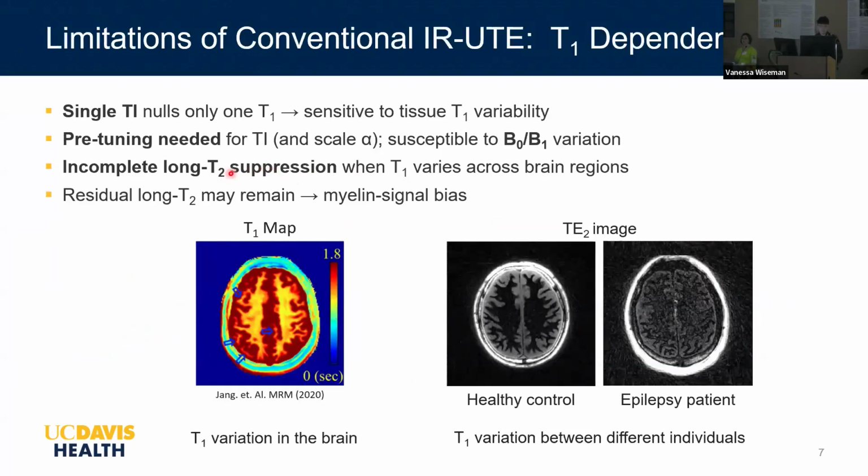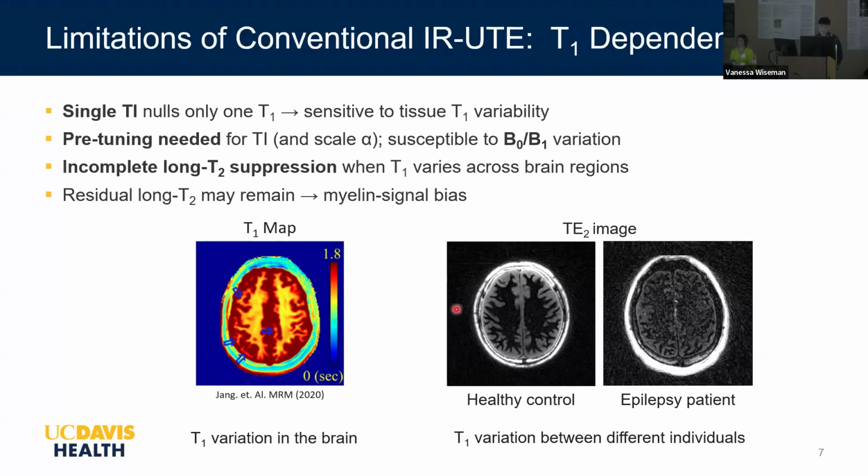But IR-UTE still has a limitation. In conventional MRI, IR-UTE suppresses long T2 by nulling a specific T1. However, the weakness is T1 variability. As you can see in the brain T1 map, because T1 values in the center and outside are different, they cannot be suppressed with one TI.